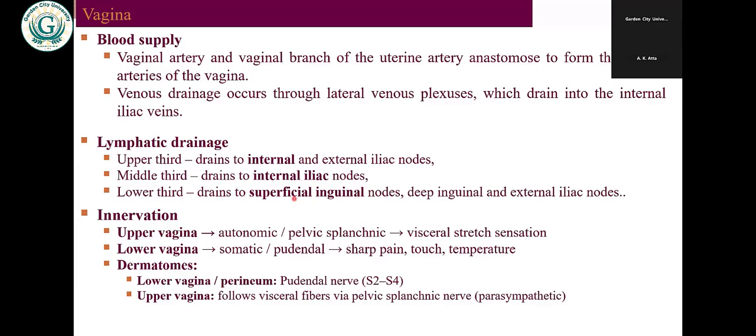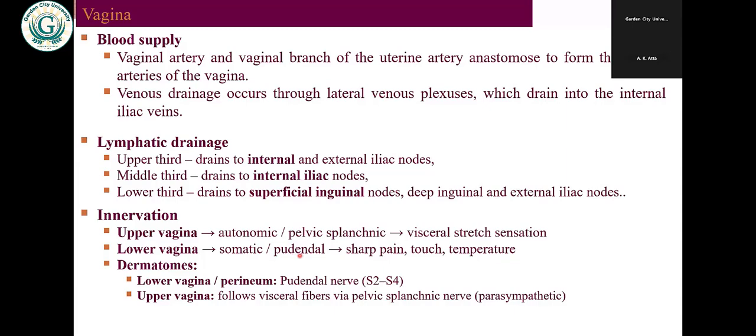Now, the upper 2/3 of the vagina is innervated by autonomic nerves. The lower third of the vagina is innervated by somatic nerve, and here we are looking at the pudendal nerve.